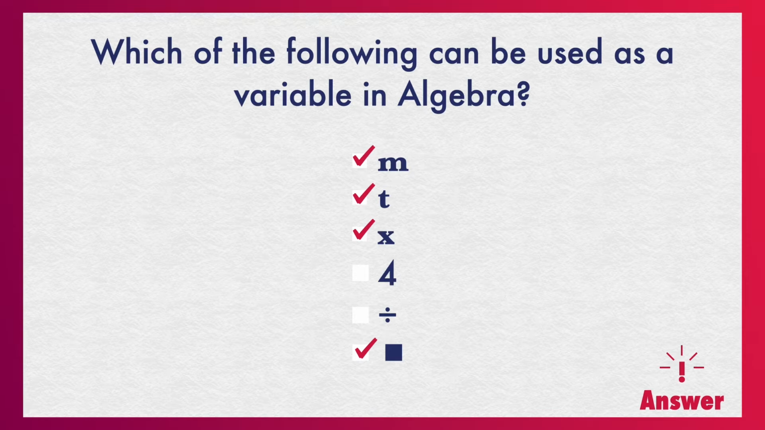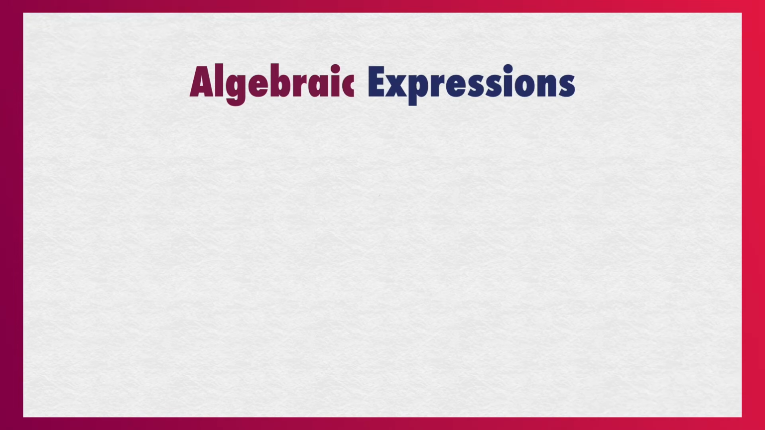Since variables can be represented by either letters or symbols, the correct answer choices are M, T, X, and the square. The 4 is an exact numeric amount, called a constant, because the value does not vary. And the division symbol represents one of the 4 basic operations in arithmetic, so it also cannot be used as a variable.